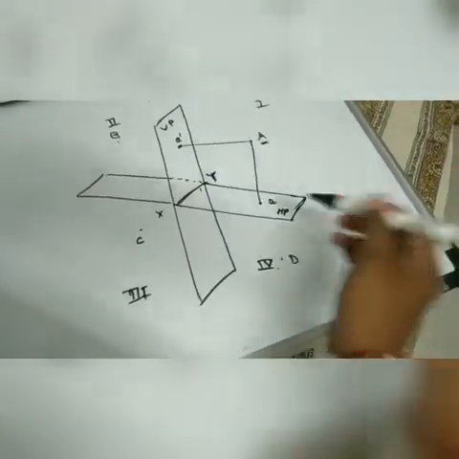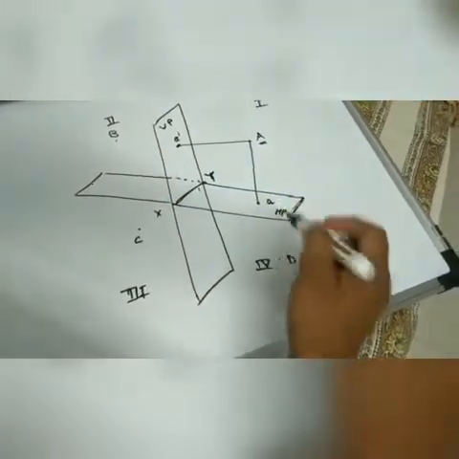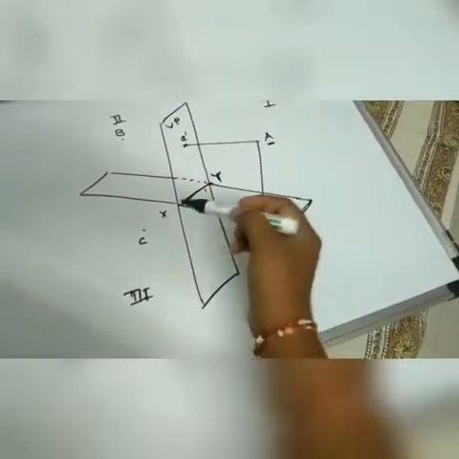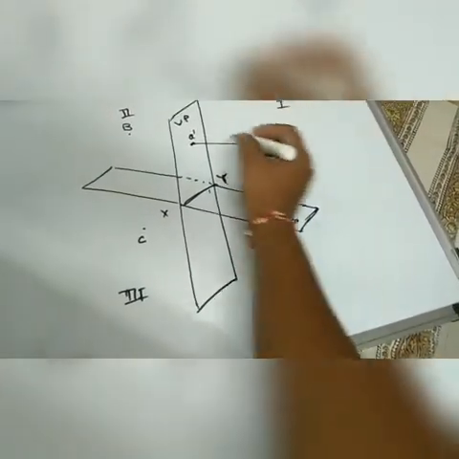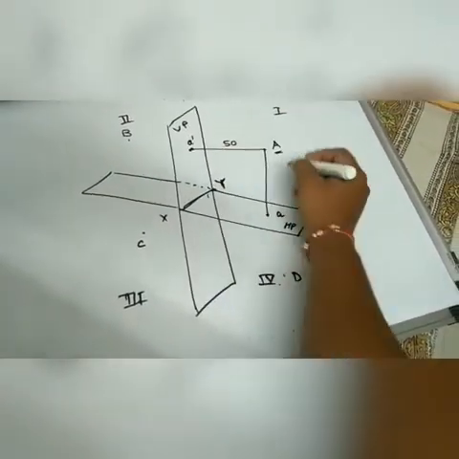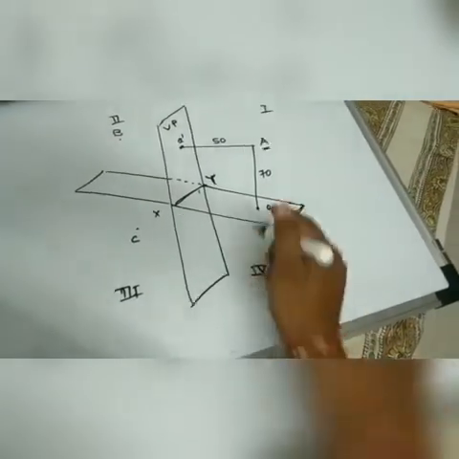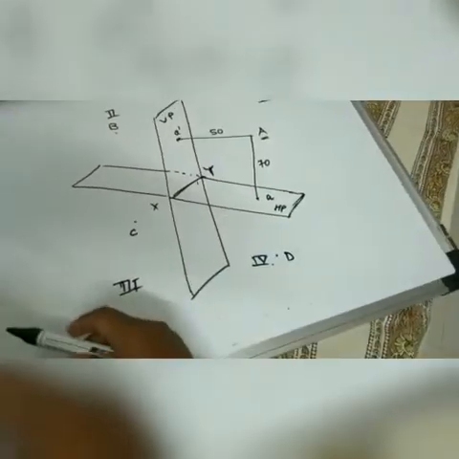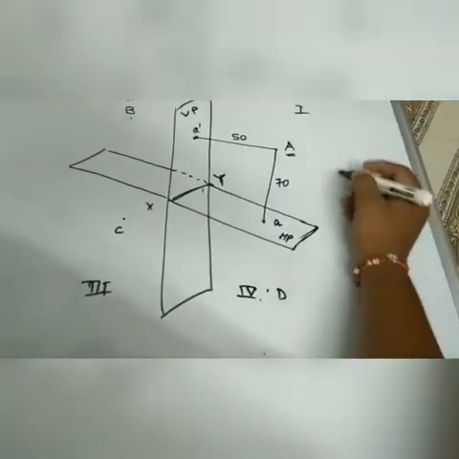Now let us see them one by one. So this point A, projections of point A is A dash and A. Now let me give some dimensions. Say this is 50 mm and this is 70 mm. Okay, so point A is 70 mm above HP, 50 mm in front of VP. Also, so now to draw projections of point A.